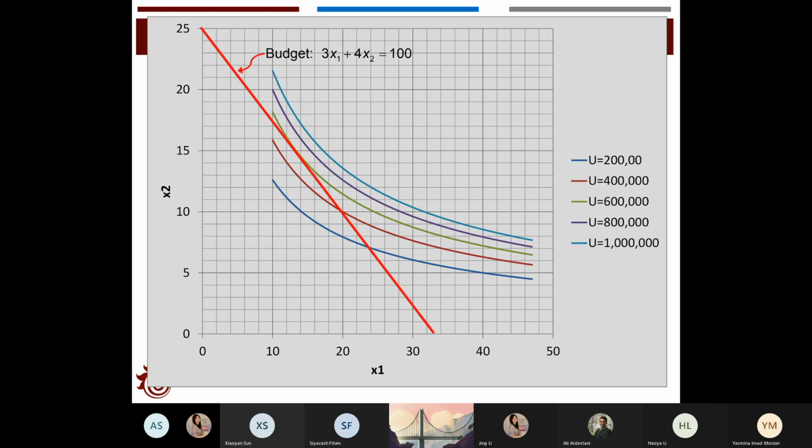So with the budget constraint, as I explained previously, you can get the optimal value at the tangent point. And for this case, it's around 600,000.